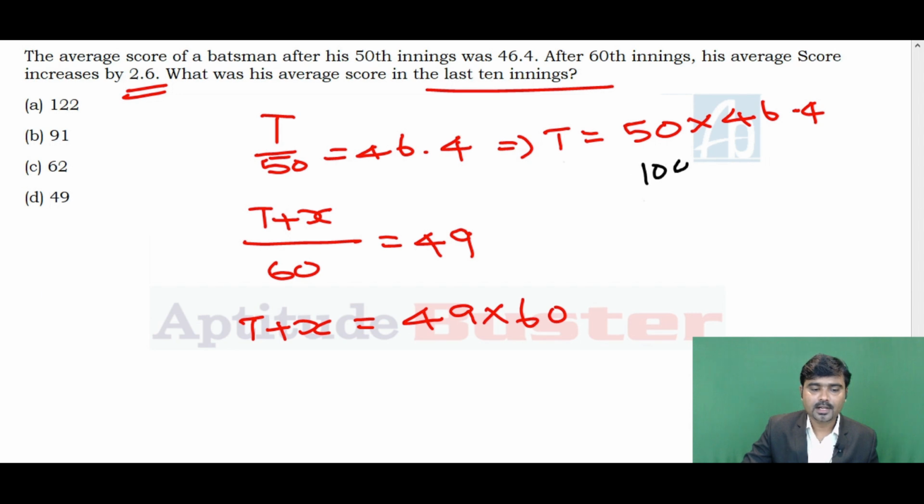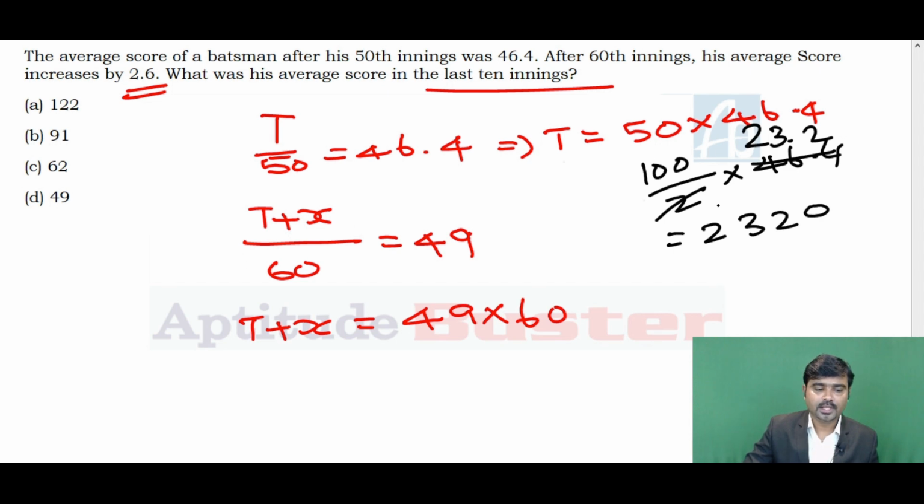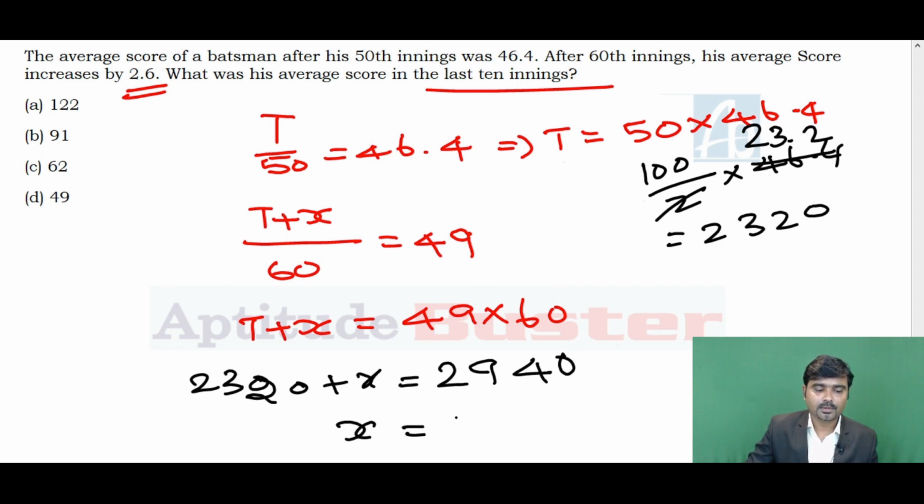50 can be written as 100 by 2 into 46.4. Cancel this, 23.2, right? Multiply by 100, you will get 2320. So the T value is 2320. 2320 plus X is equal to 49 into 60, right? 50 into 60 is 3000. 49 into 60 is 2940. Okay, X value is equal to 620, and the question is what's the average score of the last 10 innings. This total score is 620. What's the average score? Average score is 62.